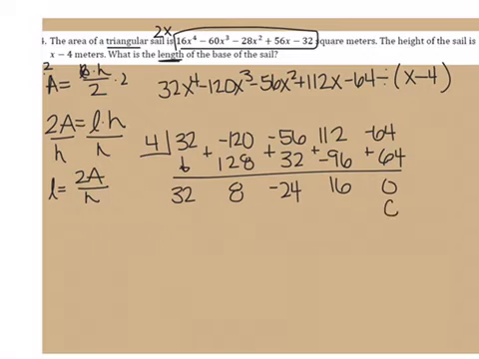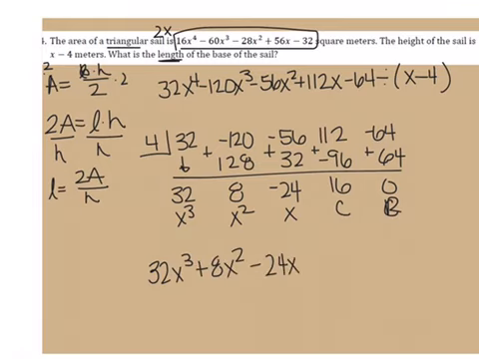So remember, this is my remainder, my constant, my x squared, and my x to the 3rd. So I'm going to get 32x to the 3rd plus 8x squared minus 24x plus 16. I have no remainder, so I just need to label this as meters.